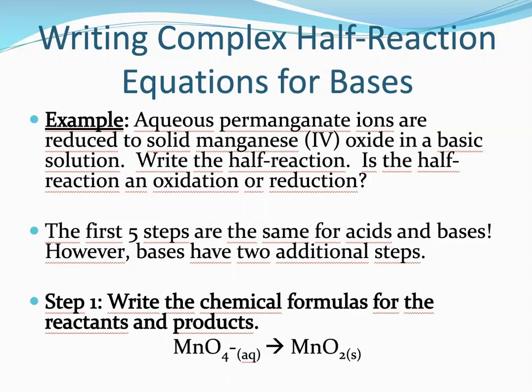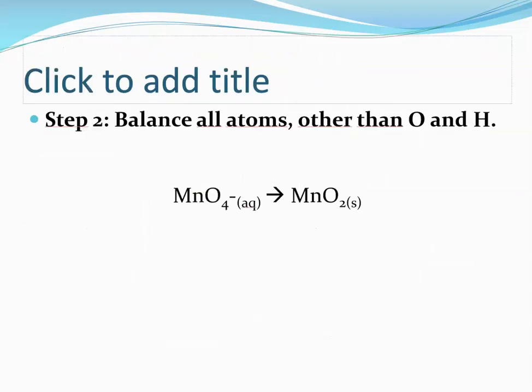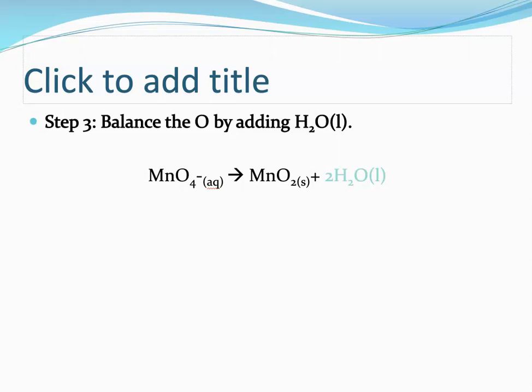The procedure for balancing with bases is very similar to balancing with acids. The first step is to write the reactants and products. The second step is to balance all atoms with the exception of oxygen and hydrogen. The third step is to balance the oxygens by adding water molecules.